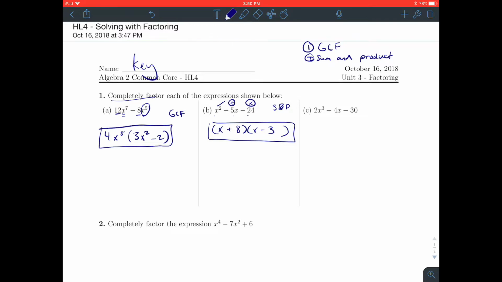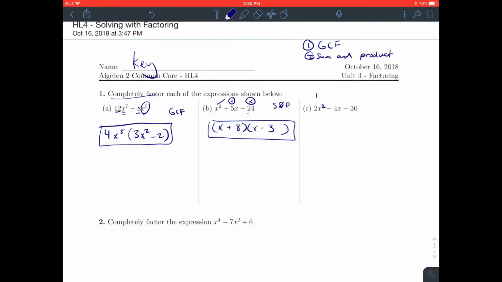For the next problem, hopefully I've corrected this in your homework, but on mine I notice I have a typo. This should be 2x squared. So thinking about factoring this one, because of the 2 here, this is not sum and product. So hopefully we're able to use GCF. So 2, 4, and 30 are all divisible by 2, so we'll factor out a 2. That leaves us with x squared minus 2x minus 15.